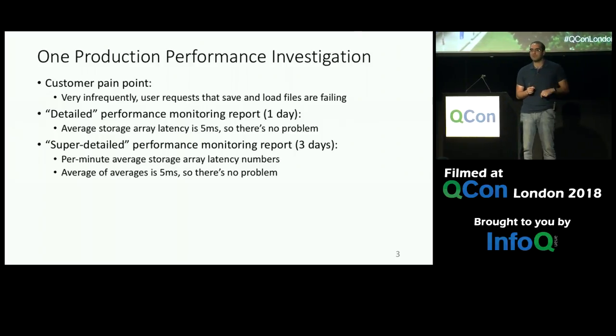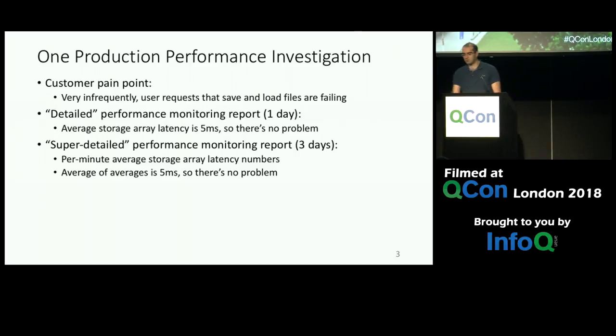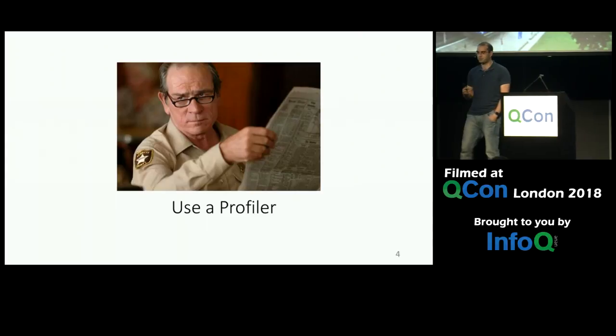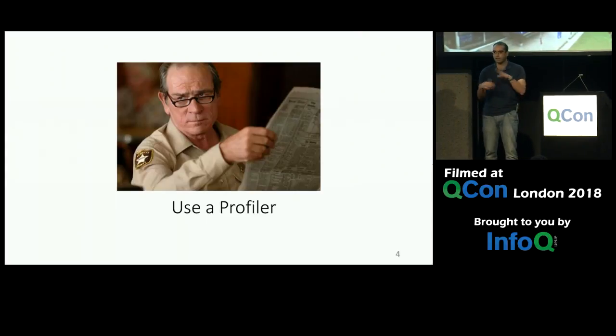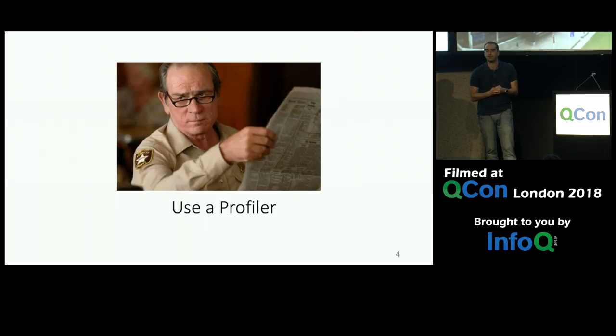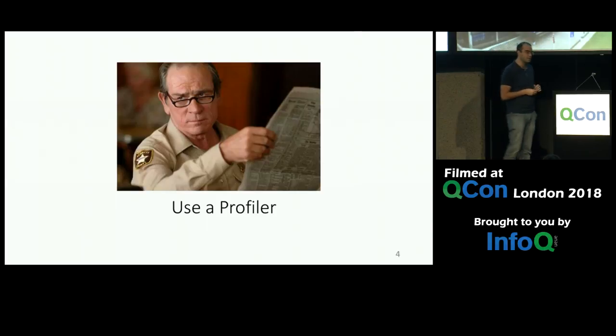But the average of these averages was 5 milliseconds, so there were still apparently no reasons to suspect the storage array. And so at this point, my instinct is to just use a profiler. Sometimes you can just look at the metrics and the dashboards and figure out what's happening. But sometimes you really do need to bring the heavier tools in, do some manual analysis, and use your brain at some point, not just rely on automated tools. And this is where PerfView can help.